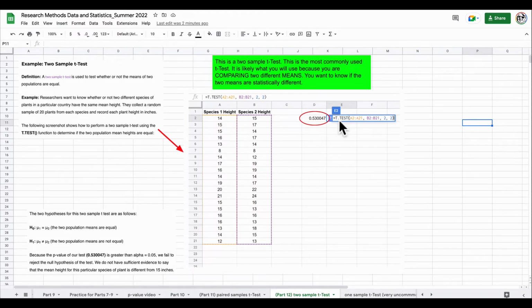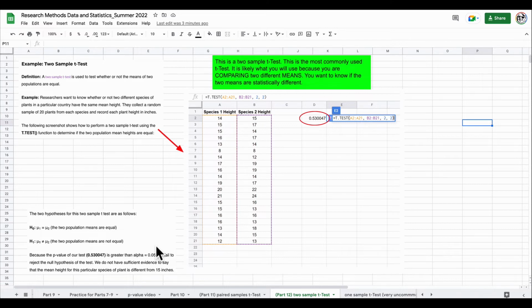So this time you put in your t-test, your range for dataset 1, your range for dataset 2. We want to do a two-tailed test, and remember, you put 2 for your two-sample t-test. This is the one you're probably going to be using. Click enter, we get 0.530. Well, that is above our 0.05 value, our alpha value, right?